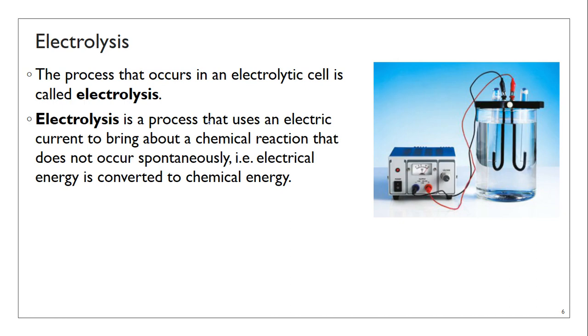The first one was the difference in polarities of the electrodes, and the second one is that the reaction that actually happens in an electrolytic cell is non-spontaneous. Because it is non-spontaneous, you need to supply electrical energy for it to happen.